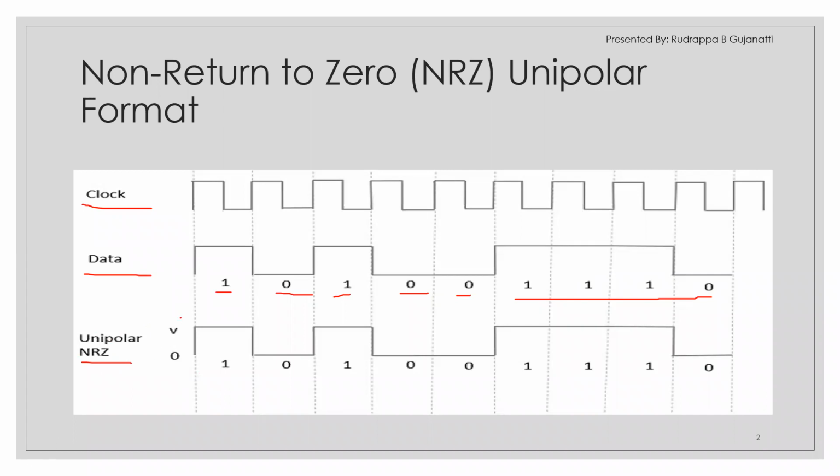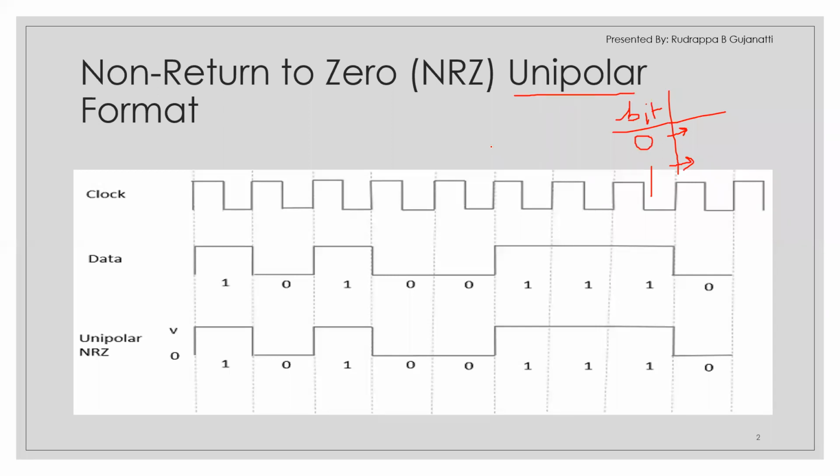Now when we are speaking of unipolar format, there is only one polarity that will be used for representation. For example, in this case, we have two bit levels, or sometimes we call them logic levels. A bit is either 0 or 1. So how will this 0 be represented and how will this 1 be represented? In unipolar format, you have only one level of representation, that is, only one polarity is used for representation.